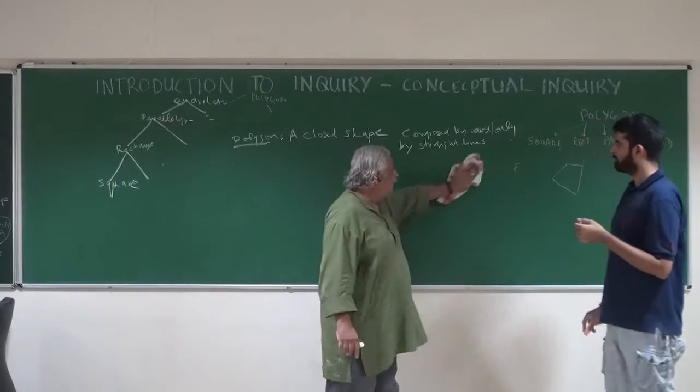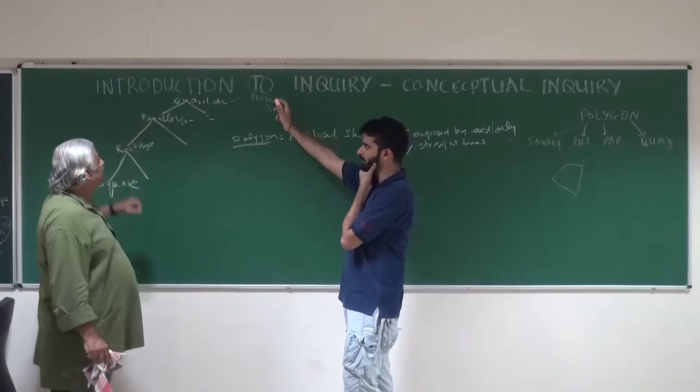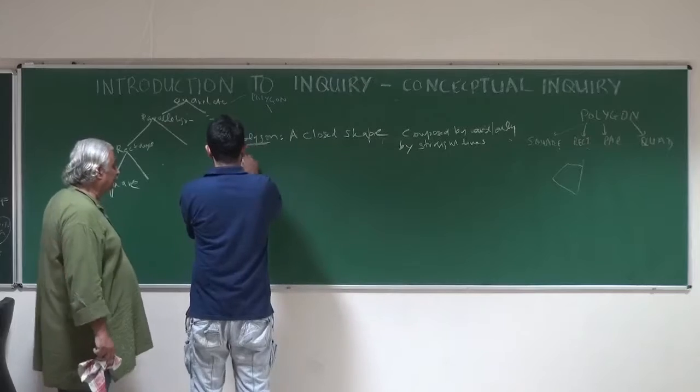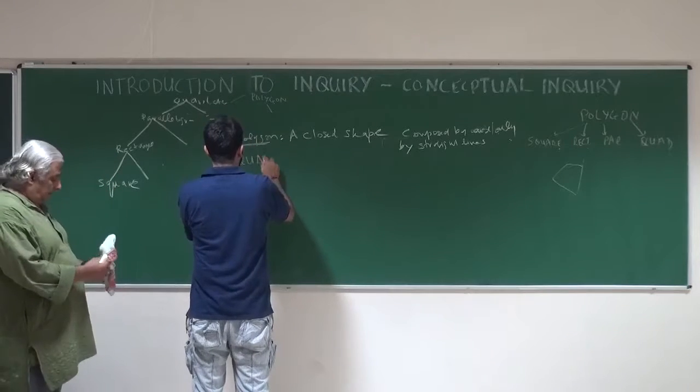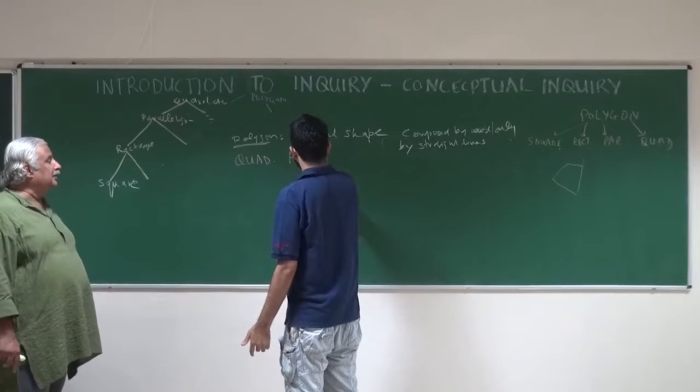Okay. So now let's define a quadrilateral in terms of polygon, assuming that a quadrilateral is a polygon. A quadrilateral is a four-sided polygon. Well, that's all you have to say.